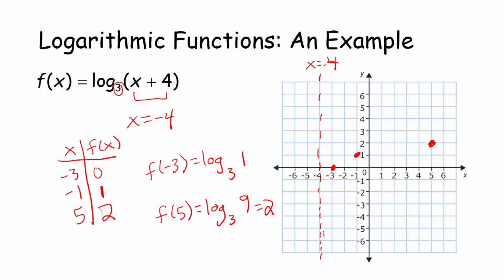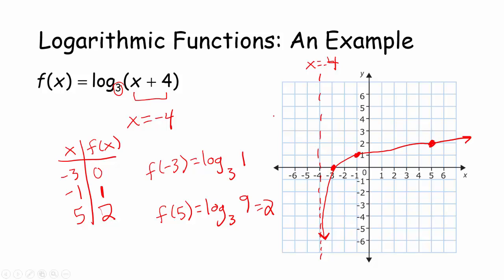So now I can draw on the graph, and I'm just going to hug that vertical asymptote, go through those points, and then continue to grow very slowly. So again, logarithmic functions have vertical asymptotes. It may appear that this function has a horizontal asymptote, but it does not. It keeps increasing out to infinity, just very, very slowly. So there's an example of a logarithmic function.